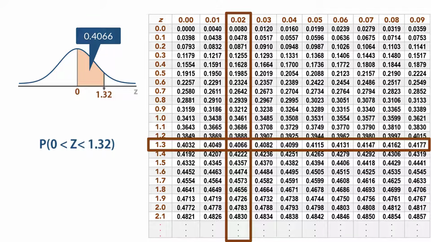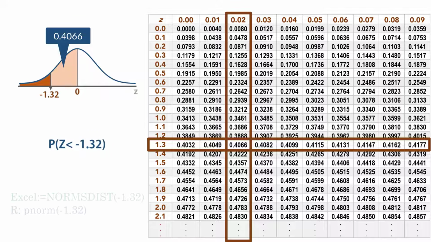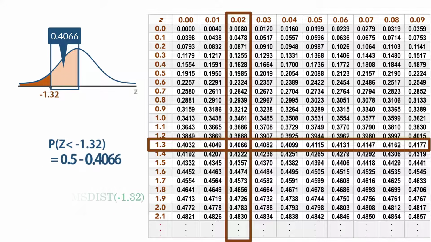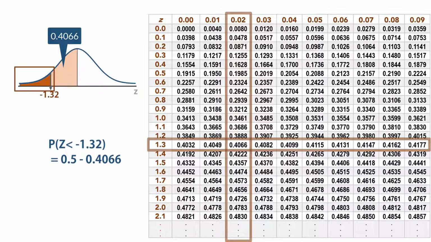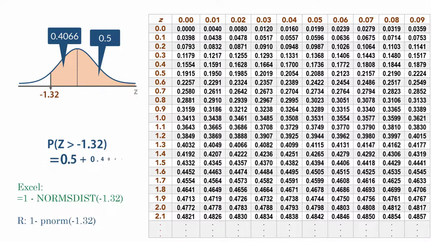Now, because of symmetry, the area between z equals 0 and z equals negative 1.32 will be found in the exact same way, and it will also be 0.4066. However, if we want the probability that z is less than negative 1.32, that is the probability of this lower tail, we will subtract this area from 0.5 since the total area below the mean is 0.5. So this less than area will be 0.5 minus 0.4066, which gives 0.0934.